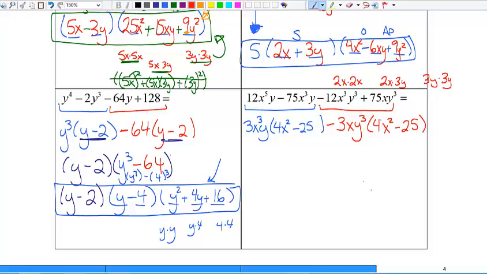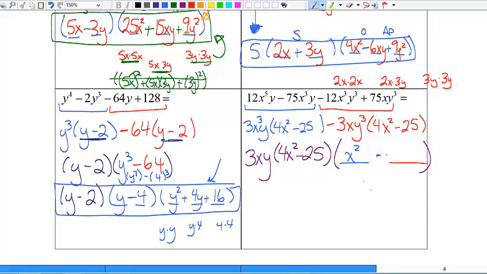So looking at my two groups, my blue group and my red group, I have a GCF of, let's see, it looks like 3. I have a common term of x, and I have a common term of y. I also have a common factor of the parentheses, 4x squared minus 25. So then in my blue group, I have leftovers, let's see, 3 divided by 3 is 1. X cubed y divided by xy is just x squared. And then my parentheses divided by the parentheses is just 1. Again, I don't need to write it.